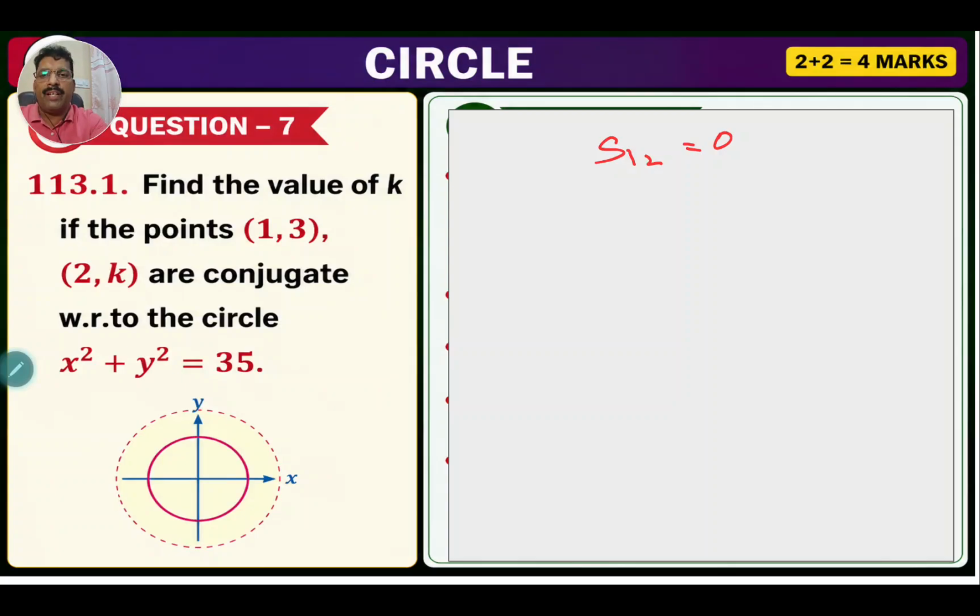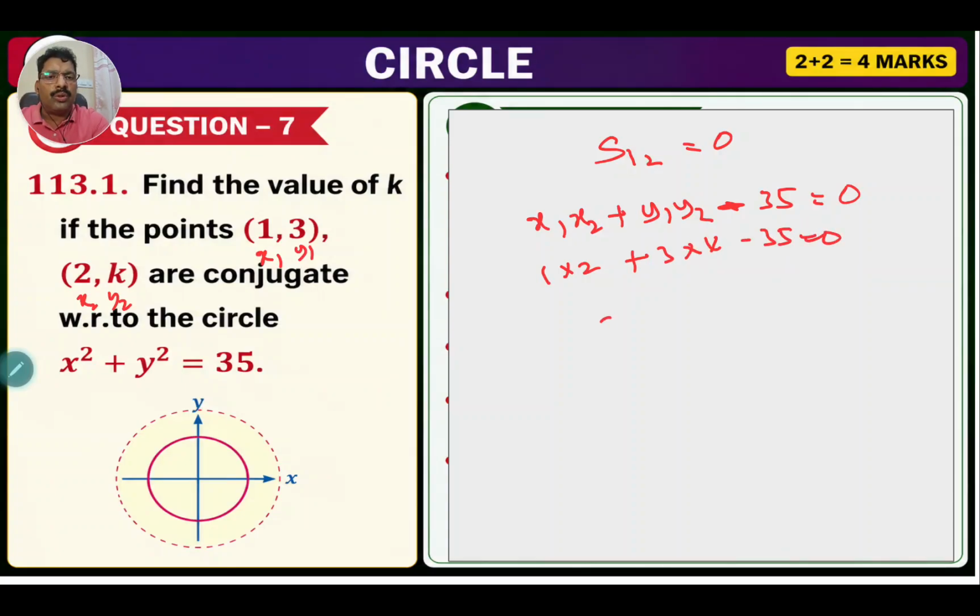You have to substitute in the given circle equation. Here x1x2 plus y1y2 minus 35 equal to 0 we can write. The first point is x1, y1 = (1, 3) and the second point is (2, k), x2, y2. So 1 into 2 plus 3 into k minus 35 equal to 0. So 2 plus 3k minus 35 equal to 0. So now 3k is equal to 33. K is equal to 11.